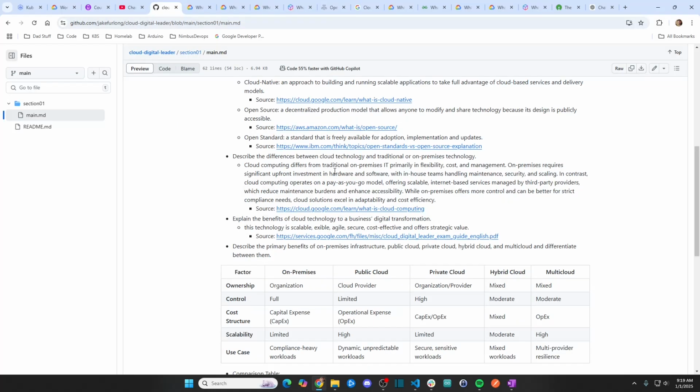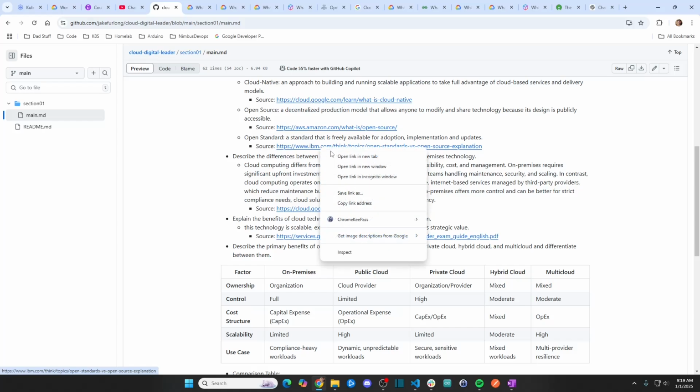Part of the reason is because the next article I reference is from IBM, which compares and contrasts open source with open standard. An open standard is a standard that is freely available for adoption, implementation, and updates.